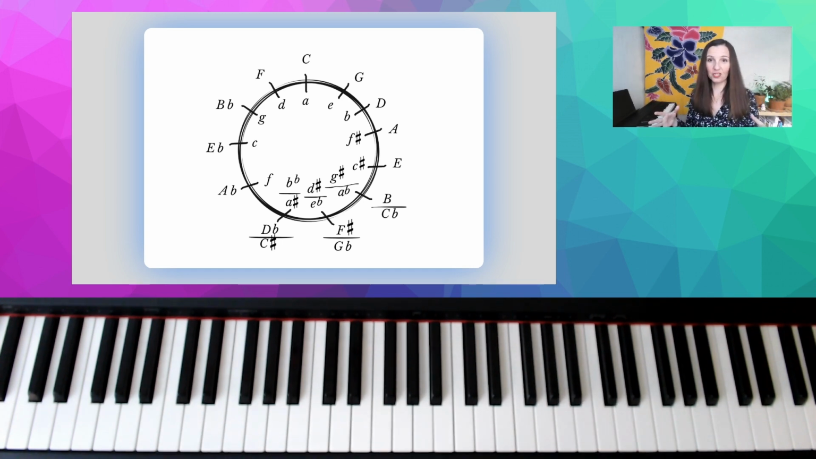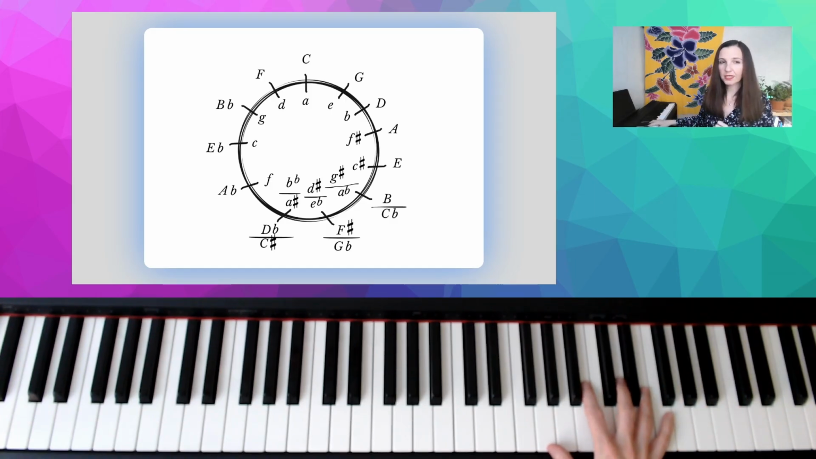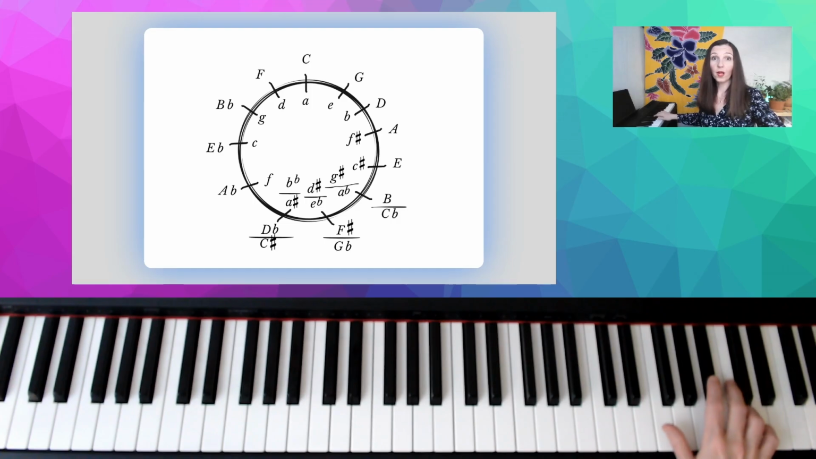That was G major. The next major is C major. So let's find the tonic triad, C major triad, the dominant 7th chord in C major. I'm going to start on the top note, right? 1, 2, 3.